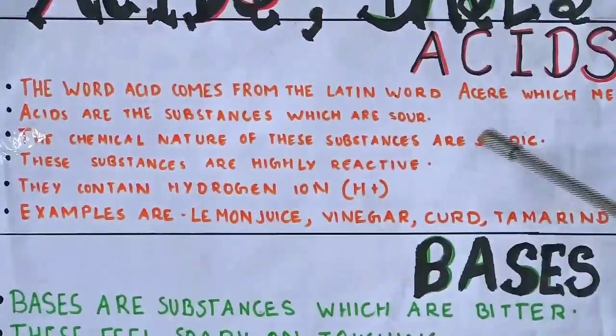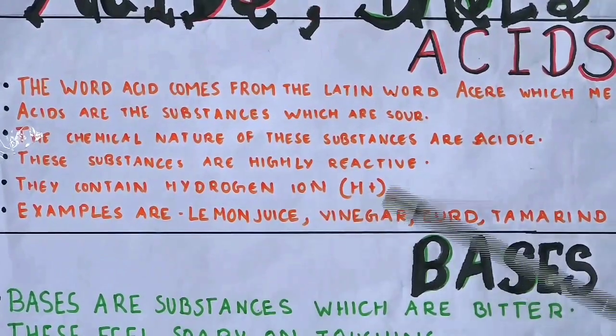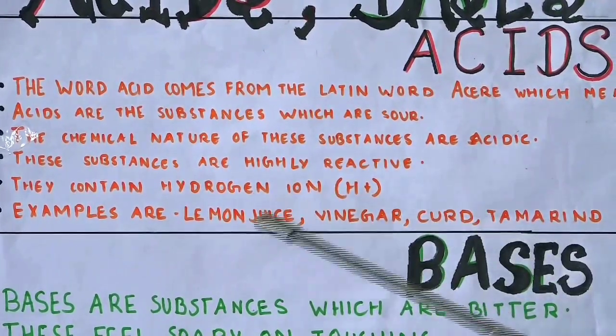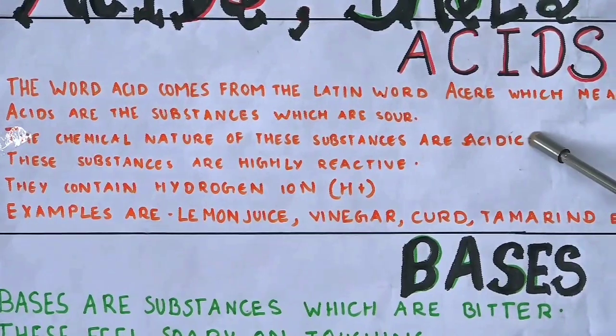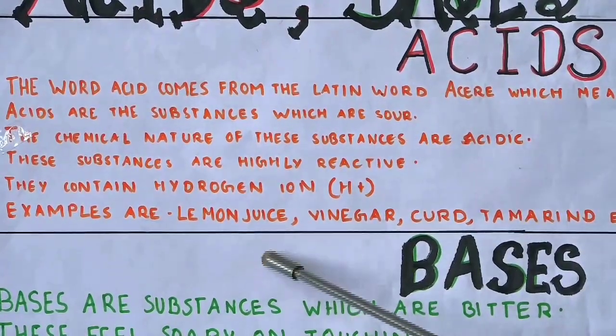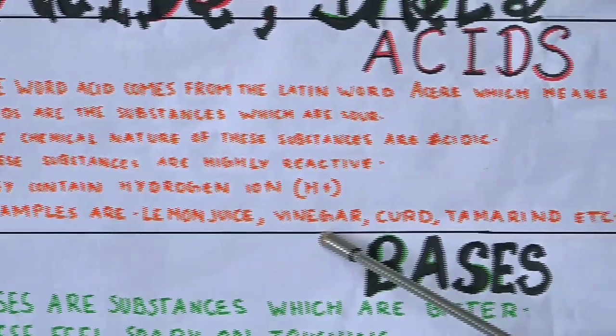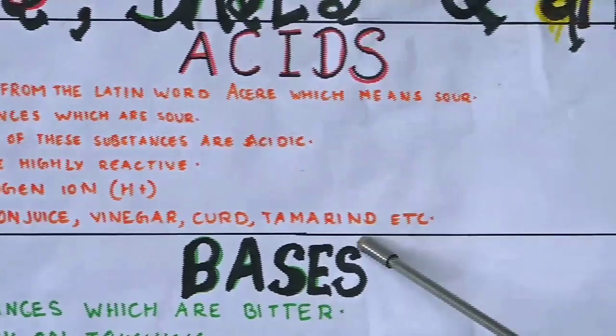Acids are highly reactive. Acids contain hydrogen ions. The chemical nature of these substances is acidic. Examples: lemon juice, vinegar, curd and tamarind.